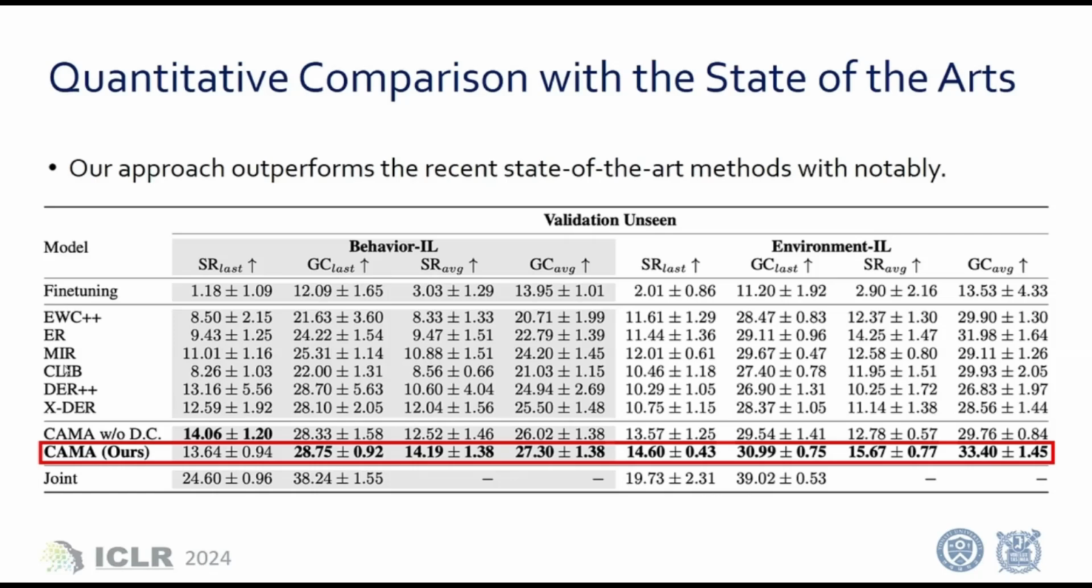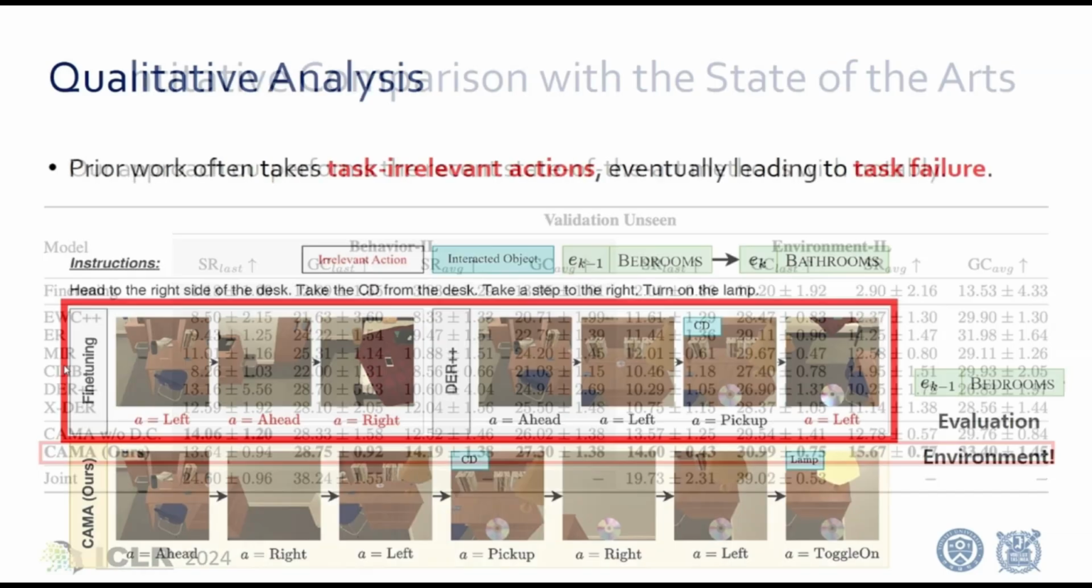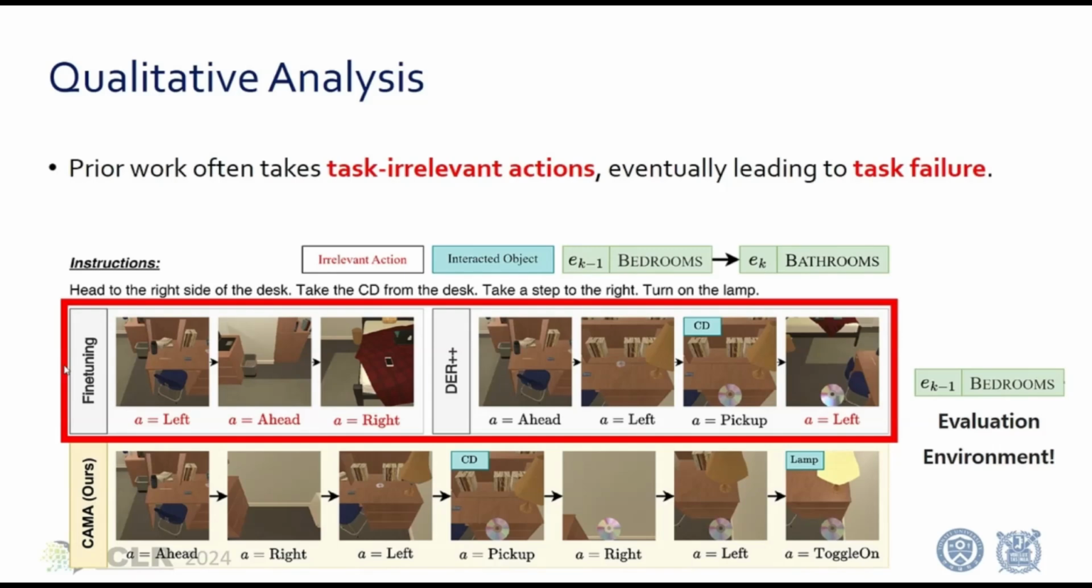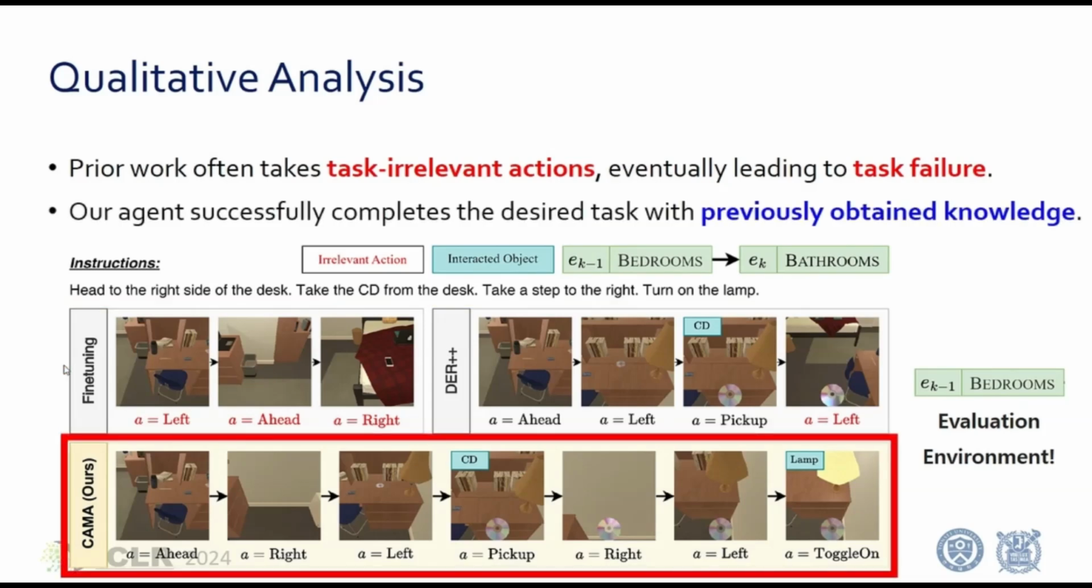We validate our approach in our proposed setup and observe that our proposed approach outperforms previous methods with noticeable margins. We also conduct a qualitative analysis. Here, we evaluate how well an agent performs in the previously learned environment, bedrooms. We observe that a naive baseline, fine-tuning, and the best performing prior work take up irrelevant actions and eventually fail. In contrast, our approach can successfully complete the task, implying that it preserves knowledge of the previously learned environment.